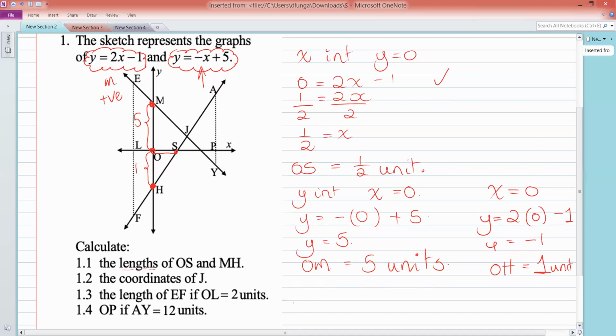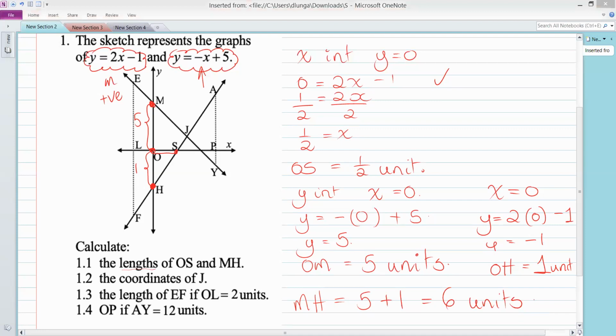What's the total distance from M to H? What do I then do at that point? I'm going to add 5 and 1, and that will give me 6 units. That's how I work that one out. Any questions regarding that first one? No? Okay, so I'm going to go on to the second question, 1.2.